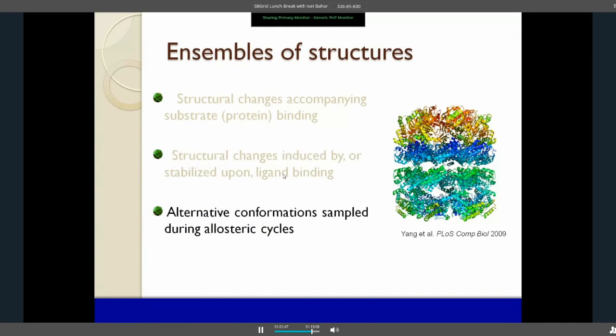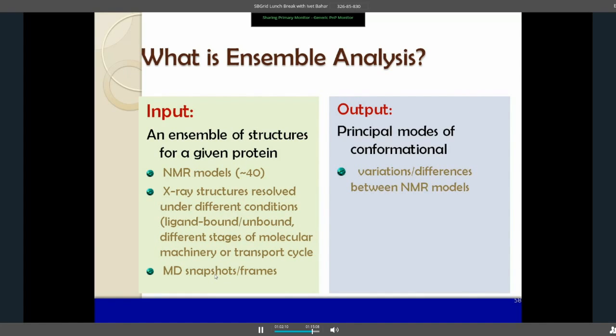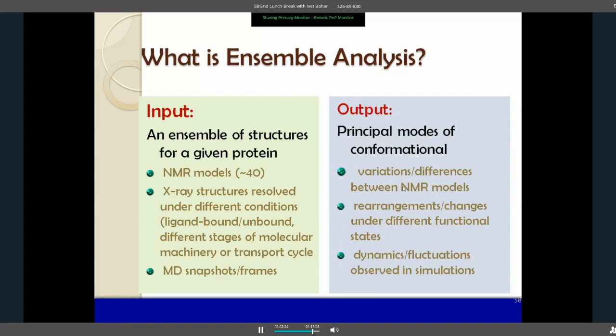So if we are given a protein, we have this type of ensemble of conformations, and we perform an ensemble analysis. What is it? We take as input those structures: NMR models, X-ray structures resolved under different conditions, or you can even take MD snapshots, frames. And then we try to visualize the principal modes of conformational variations between the NMR models, between the X-ray structures under different functional states, or even the principal dynamics of MD trajectories, molecular dynamics simulation trajectories.